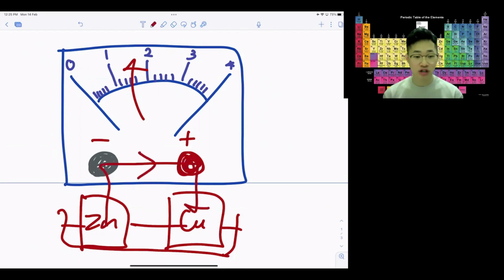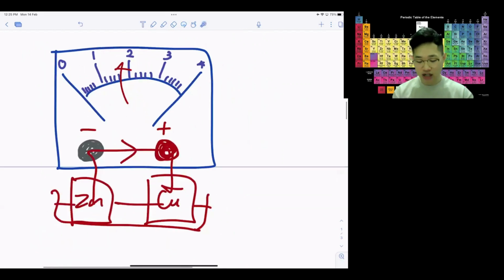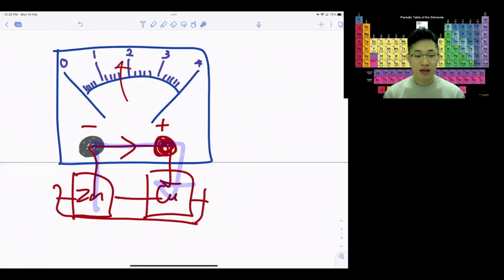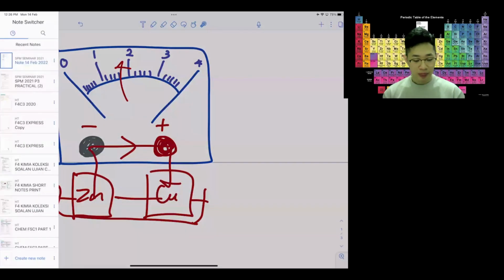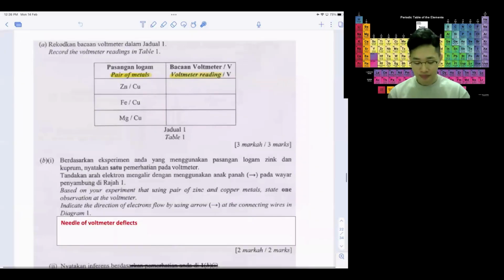This is how the electrons flow. It is like your voltmeter, the needle of your voltmeter deflects from here to here. It's like, to this right-hand side direction means the electron also flows like this, from zinc to the copper. If you get a negative reading, then you have to switch the zinc and copper around like that.